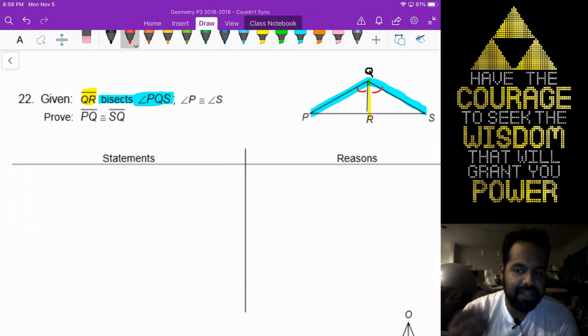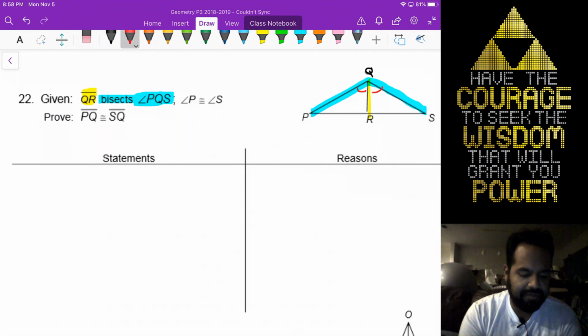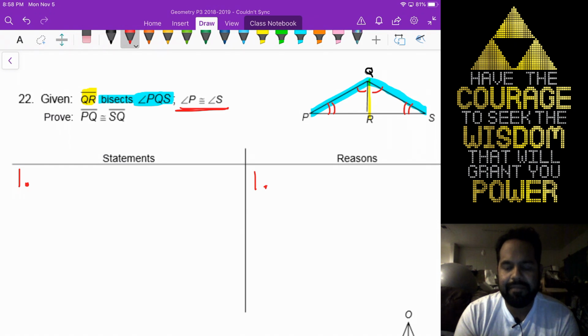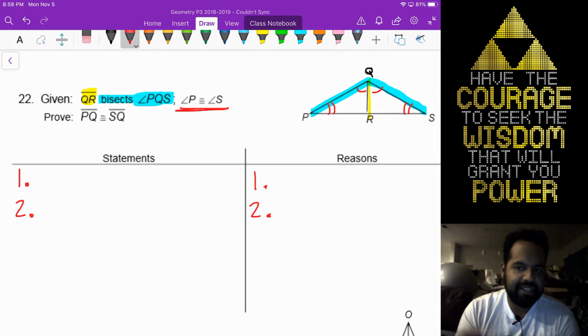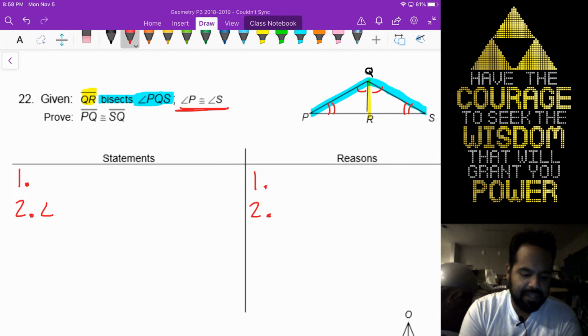So eventually I'm going to need to write this statement into my proof. And then, of course, the next part, angle P is congruent to angle S. So I'm going to give that a double tick because that is a different angle, different measurement, hopefully. And so, step 2, I might want to say, okay, since that line is bisecting the angle, I can say angle PQR is congruent to angle SQR.